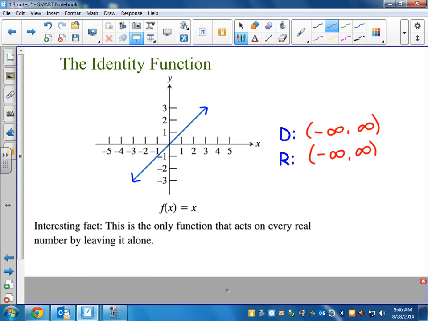I don't know what that means. Even means that it would be the same on both sides, right? Symmetric with the y-axis. Odd means symmetric with the origin. This would be an odd function. So if we say this as we go, it'll make that homework question even easier.